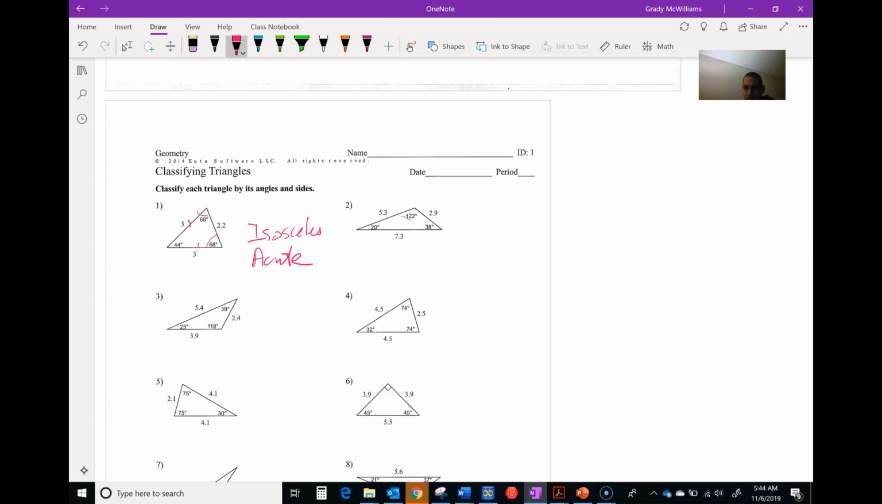Okay, same idea here. You have one angle that's obtuse. This is going to be obtuse. You're looking at all the sides. They are all different. So this is called scalene obtuse, or obtuse scalene.